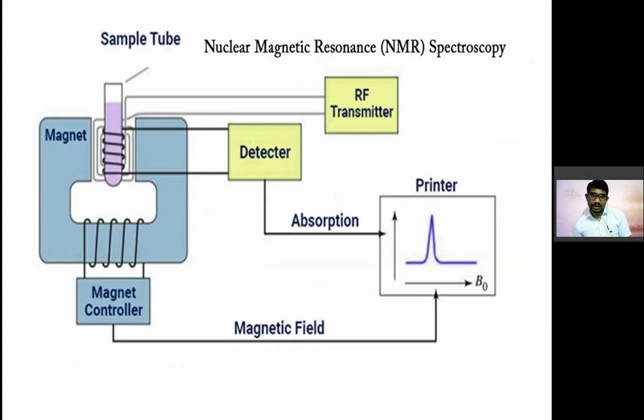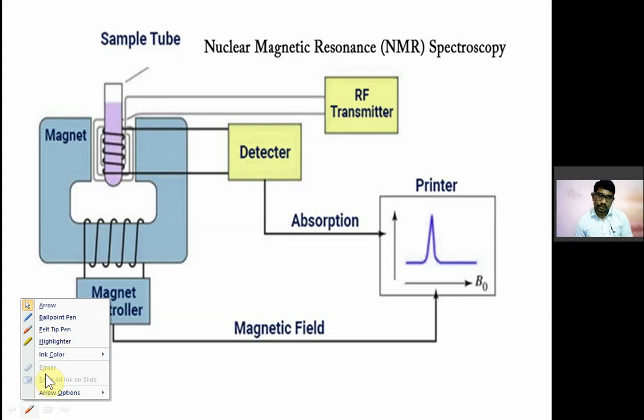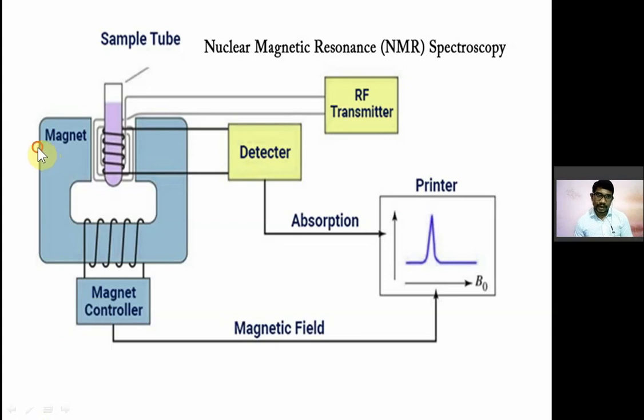NMR instrument will look like this. These are the parts of the NMR instrument. You will require magnets, two magnets. This is one magnet and this is the second magnet. This is the magnet and it will create a magnetic field. Now this is known as a magnet controller. These lines are known as the magnet controller.